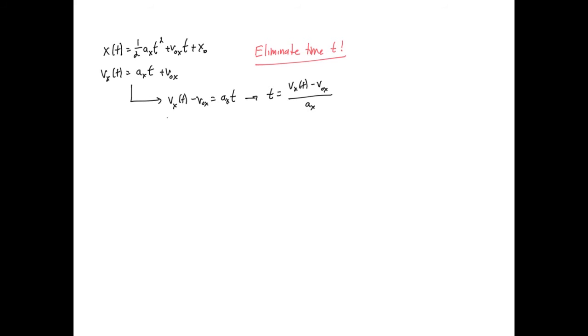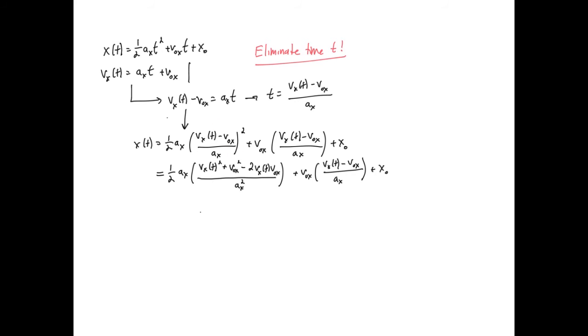So first I'm going to bring that v0x to the other side, and now I'm just going to divide by the acceleration. And I've solved for t out of that equation. The next step is to take that t and plug it in right here and right there, which looks like that. Next step is to distribute this square into the parentheses. I get something like that.